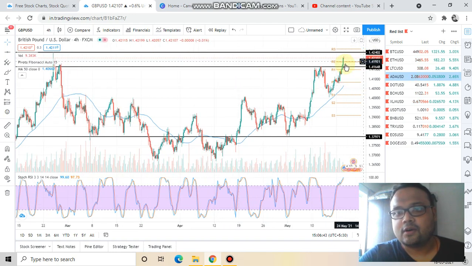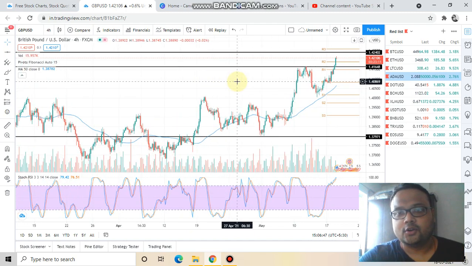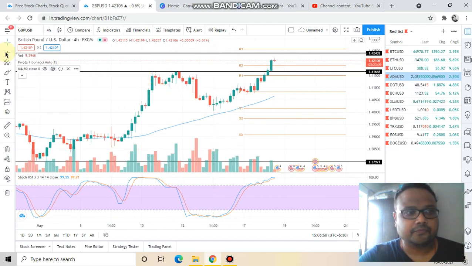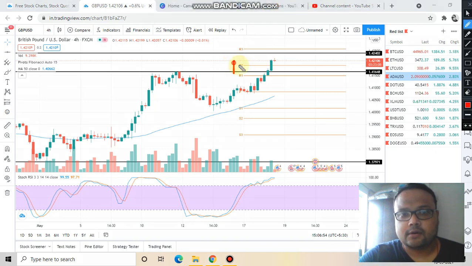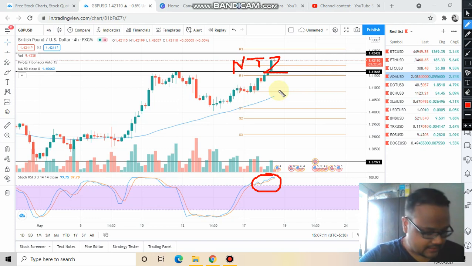So this is our no trading zone. If you ask me, this market is still trading under the no trading zone. So let's wait and watch, because the market is overbought right now, so let the market cool off.